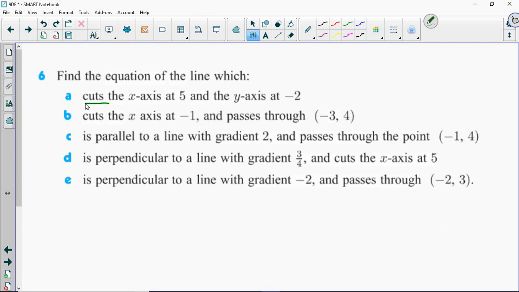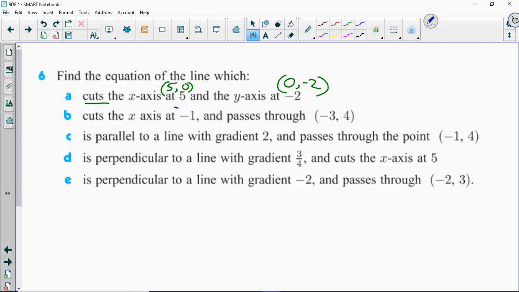What does that mean? That means that the line is going to go through the x-axis at 5. In other words, it passes through the point 5, 0. And it cuts the y-axis at -2. That means it goes through the point 0, -2. So now I have 2 points. I can find the slope between those 2 points and then choose either one of them to work out the equation of my line. In the second example, B, it cuts the x-axis at -1.